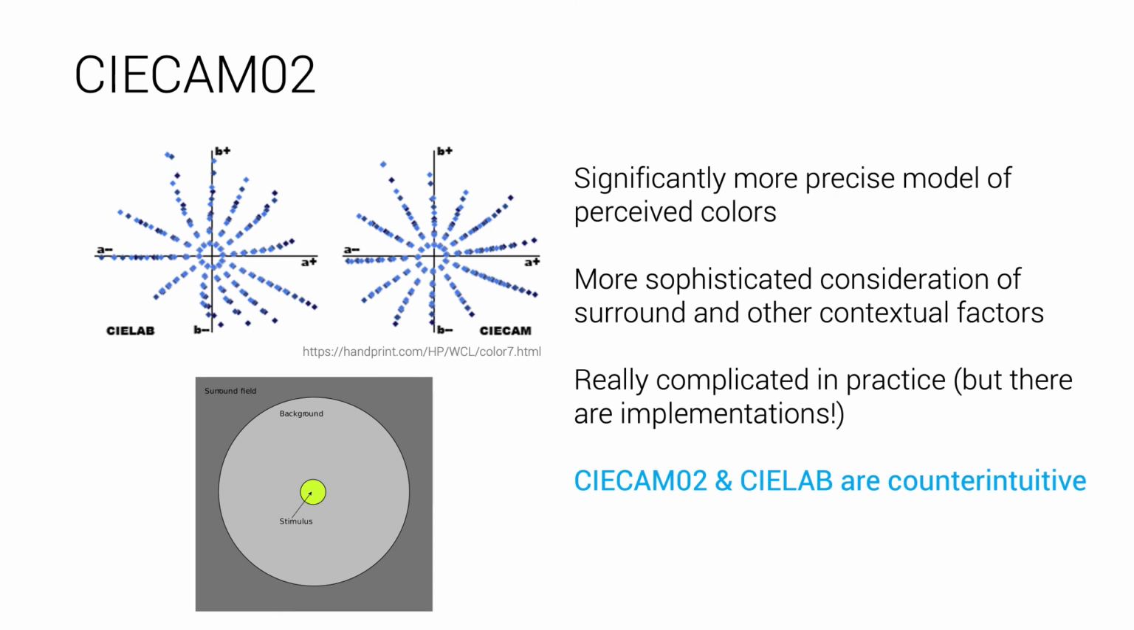In part, CAM succeeds because it has a more sophisticated consideration of things like the colors around a particular target and other kinds of contextual factors. As a result, CIECAM ends up being very complicated in practice. There are implementations that you can use for visualization. For example, Connor Gramazio has developed a package in D3 for using CAM02. But a broader problem with both CAM02 and LAB is that they are both somewhat counterintuitive to work with. We don't necessarily think of designing colors as a function of how much red or how much green there is.